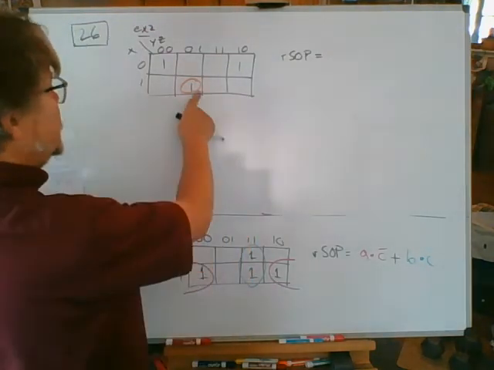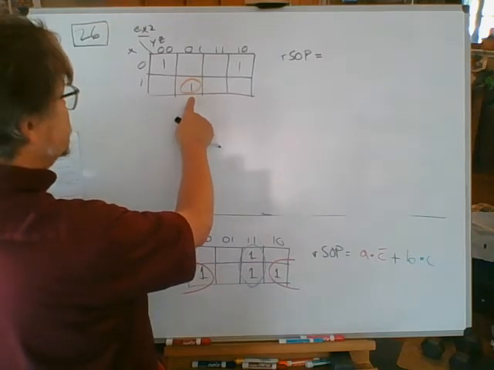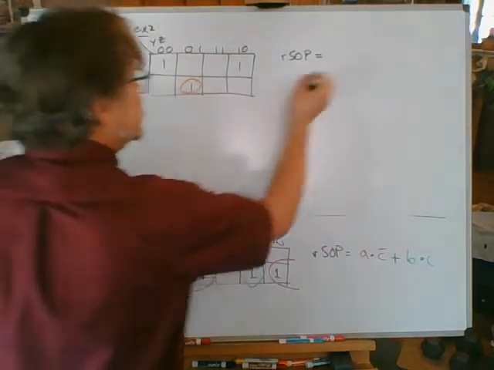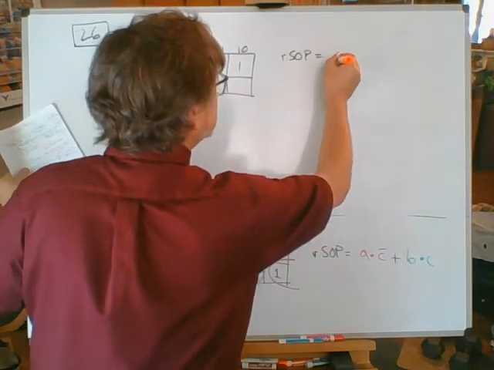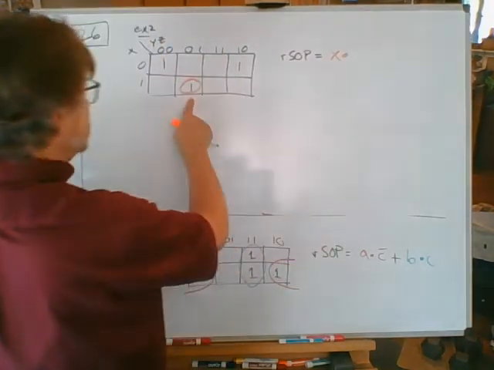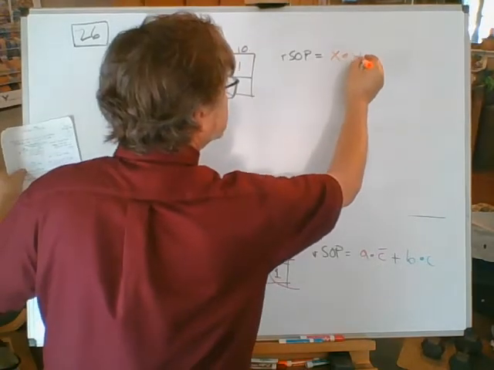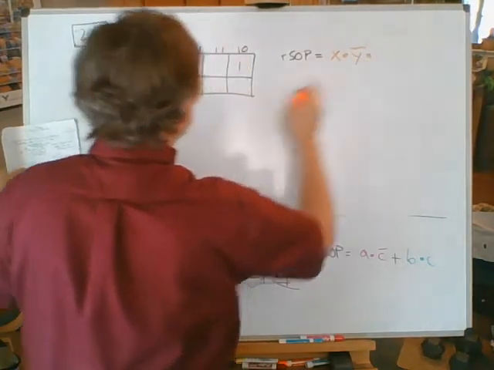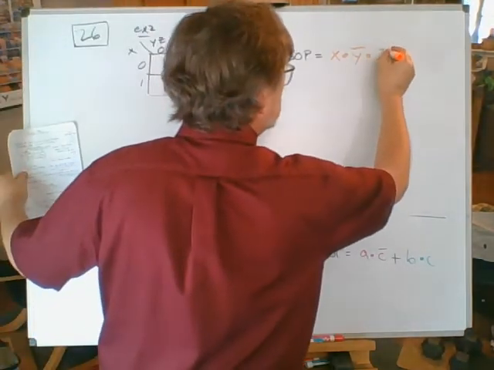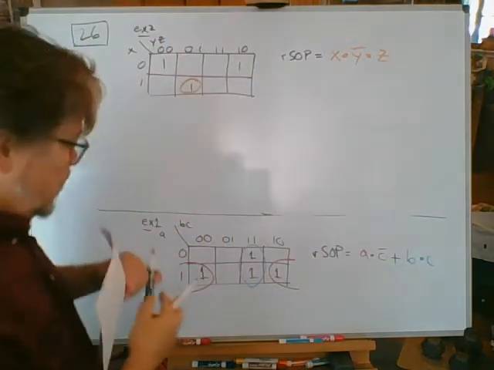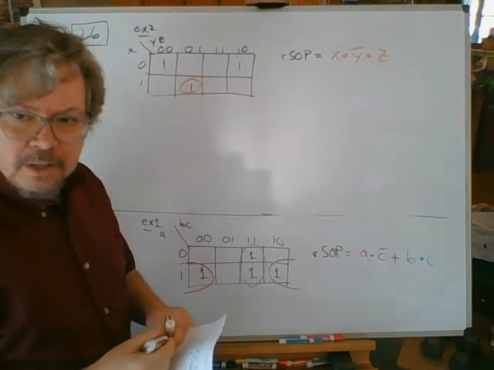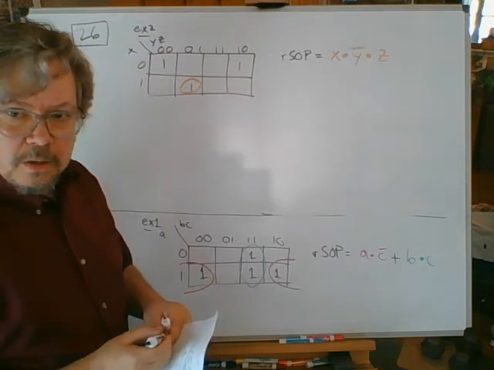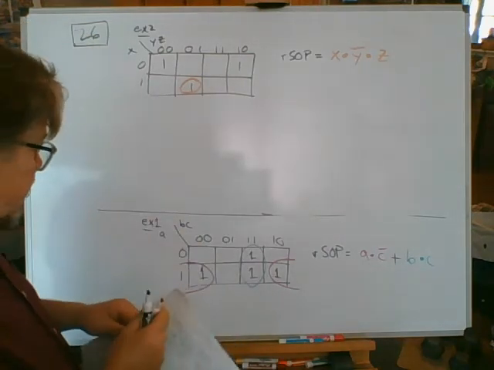For example, this one, what does it have in common with itself? Well, X is on, and what else does it have in common? Y is off, not Y, and Z is on. X, not Y, Z, which is a product straight out of the canonical sum of products. We didn't get to reduce that at all. So this one's not going to shrink by an awful lot.